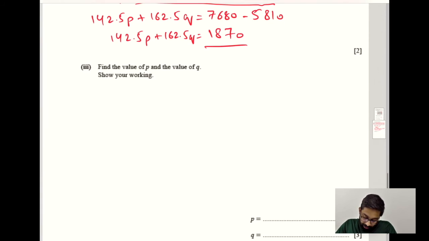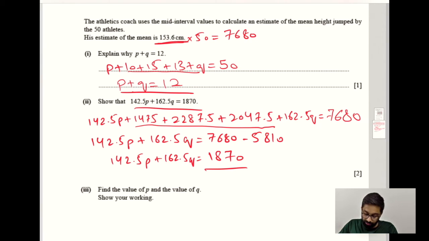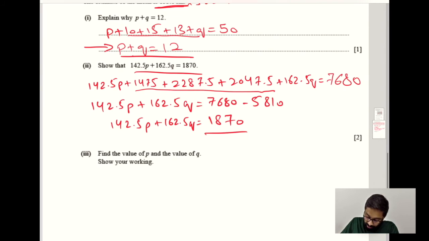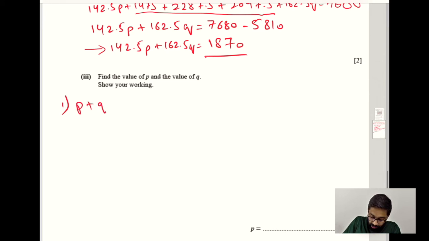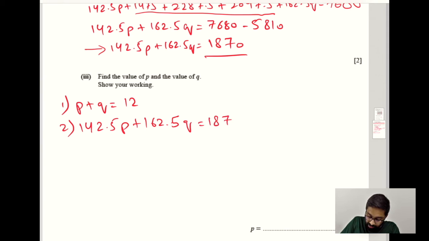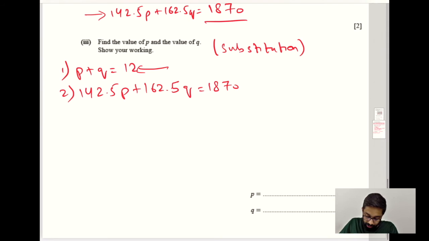Okay, find the value of P and the value of Q, show your working. Now, you need to have two different equations because you have two different variables. So, I'll use this equation first and then I will use this equation. Okay, so the first equation that I write is P plus Q is equal to 12. The second equation that I write is 142.5 P plus 162.5 Q equal to 1870. We solve them simultaneously. I'll use the substitution method. I'll write it over here. Substitution.